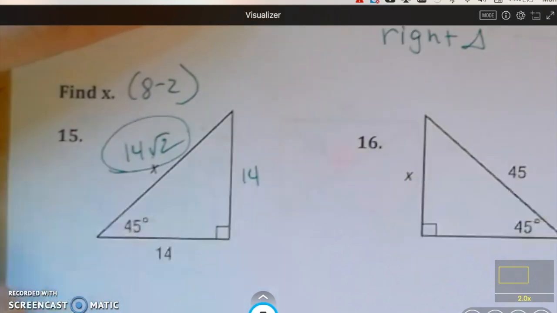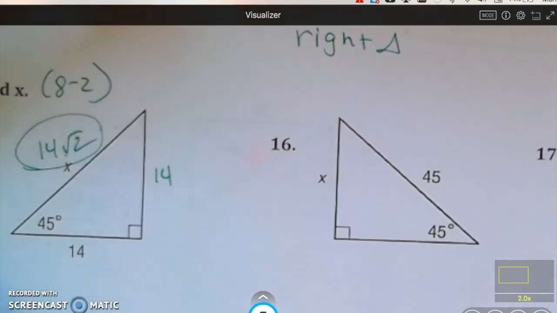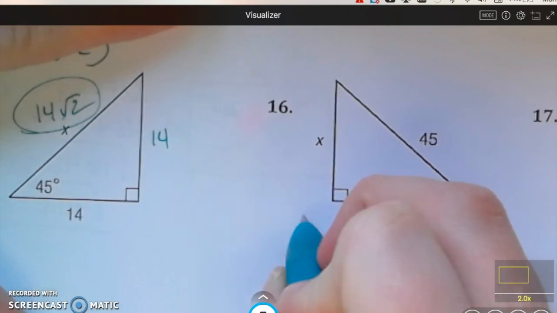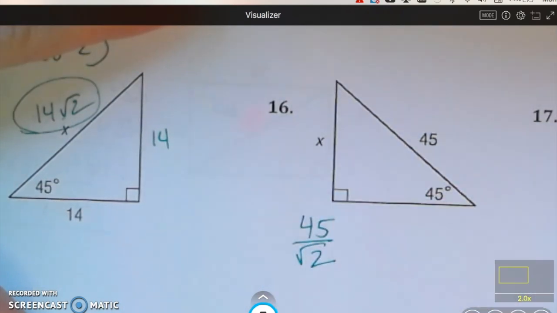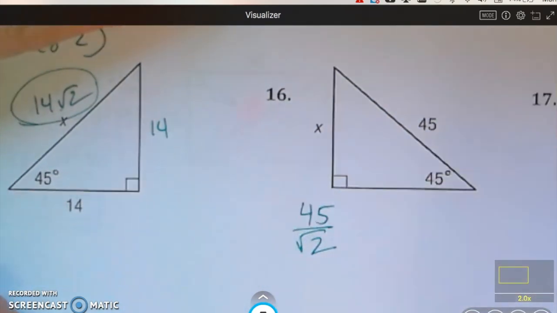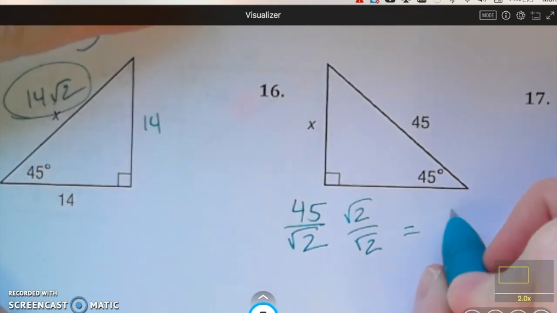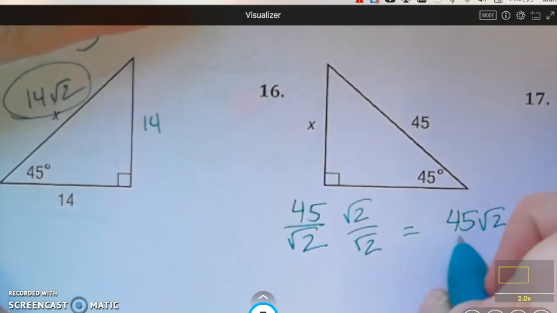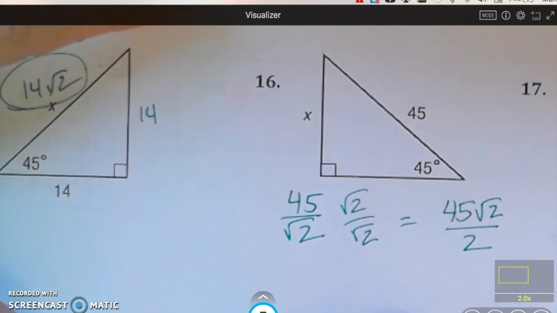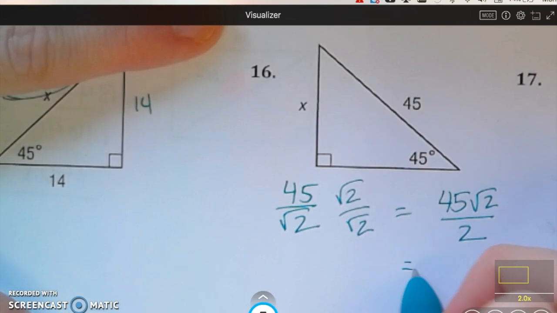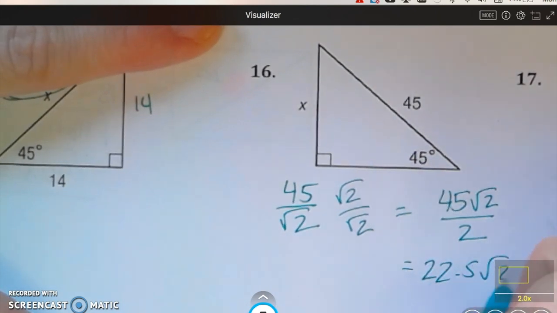16, another 45, 45, 90. This time I have the hypotenuse, so to find the short leg, I divide by the square root of 2, but we need to rationalize that denominator. So this gives me 45 square root of 2 over 2. You can go through and simplify that if you would like. This would essentially also be 22.5 square root of 2 if you wanted to simplify it further. You don't have to.